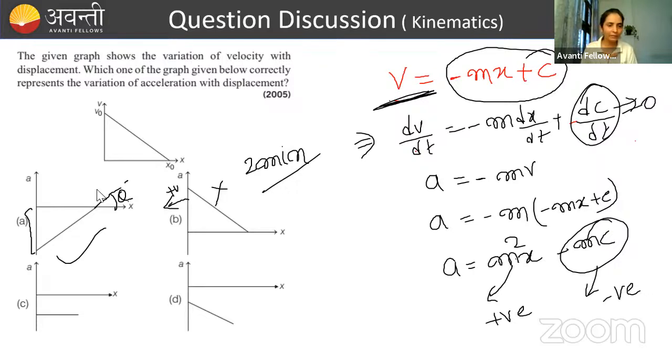Here you can see the a versus x curve is a constant. This is not true. Again, if you look at this equation and extend it, its intercept is negative, but its slope is also negative, which is not true, right? So this is also not correct. I hope it is clear.